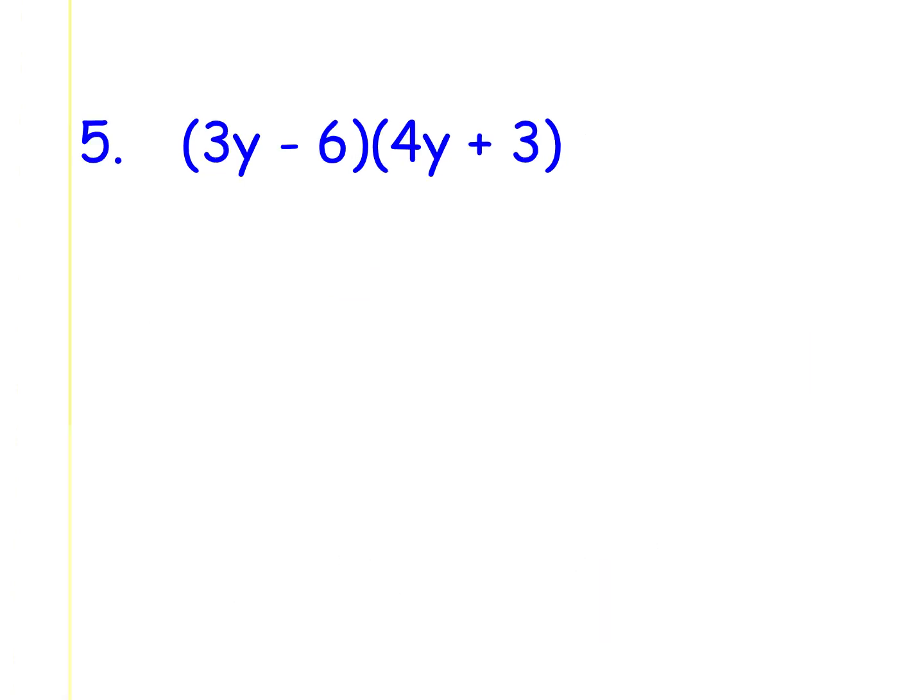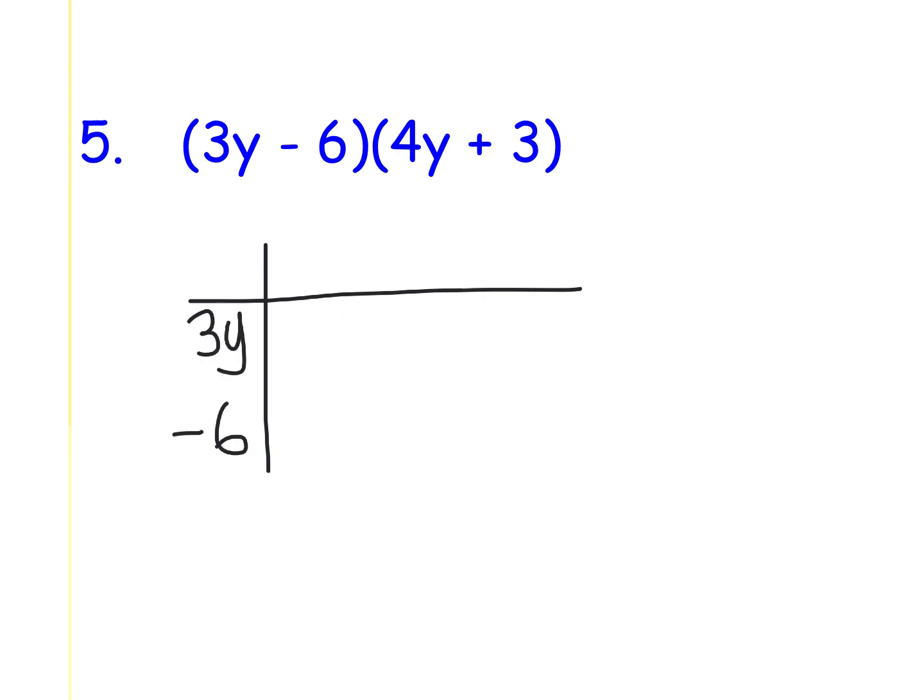Okay. Right, I'm going to do another one here just with slightly bigger numbers. So there's numbers in front of the y's, don't let it put you off. It just means you've got a wee bit more multiplying to do. So I'll draw my table. I'll put my 3y and my -6 down the bottom, and down the side, I'll put 4y plus 3 along the top.